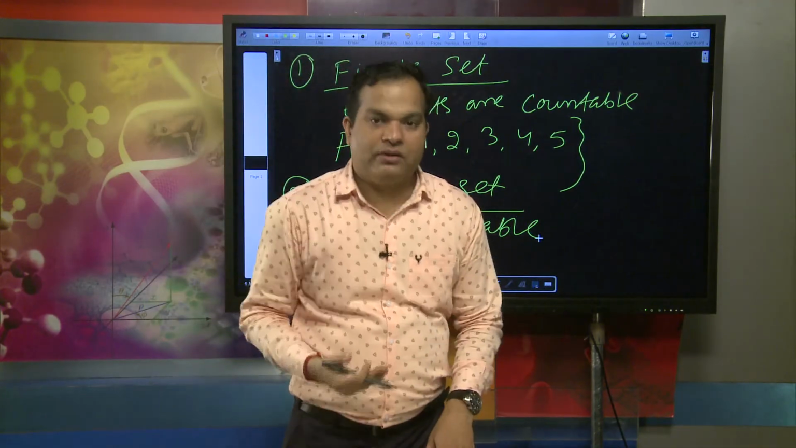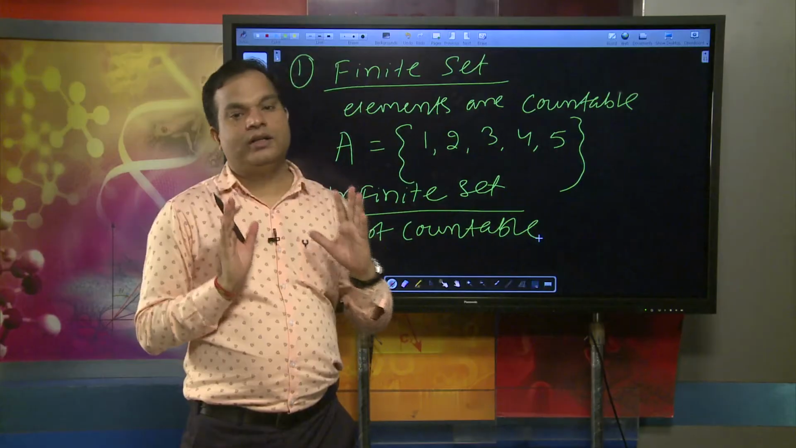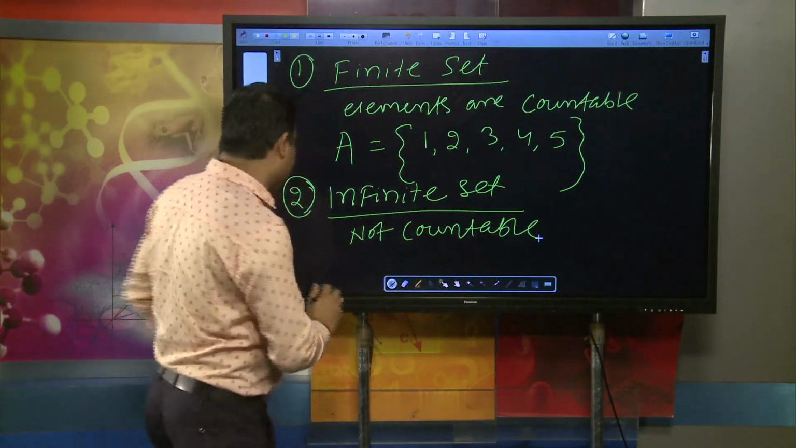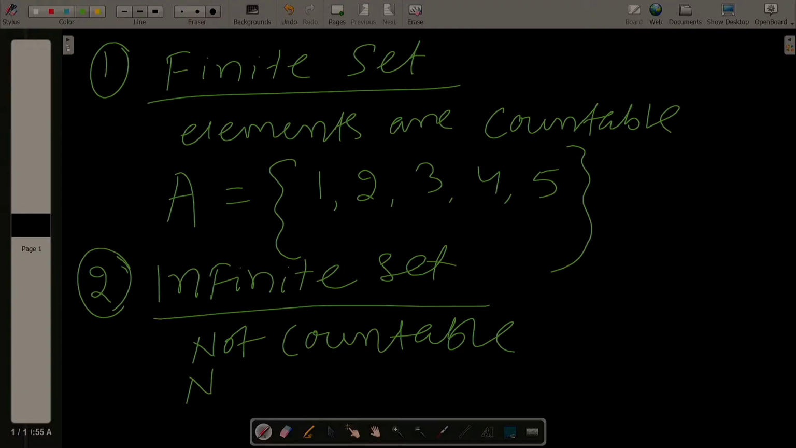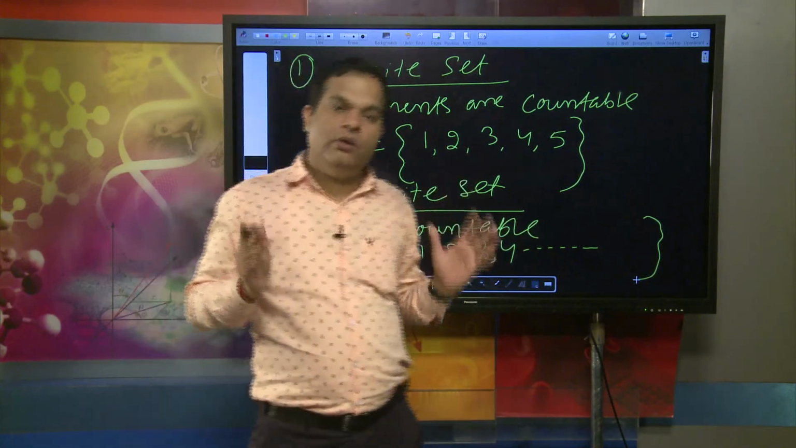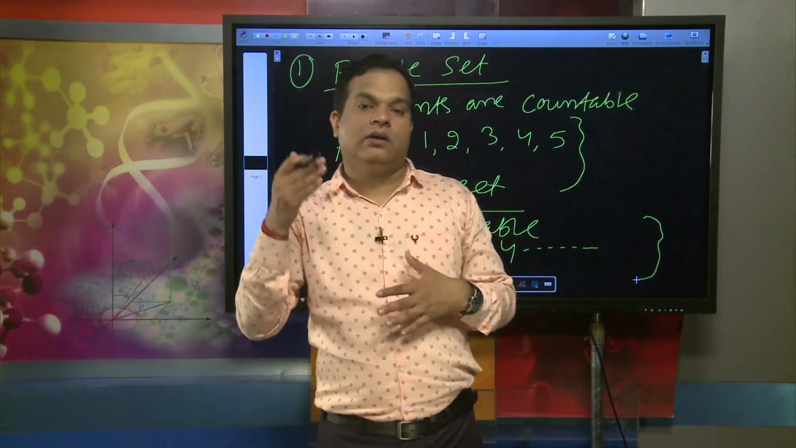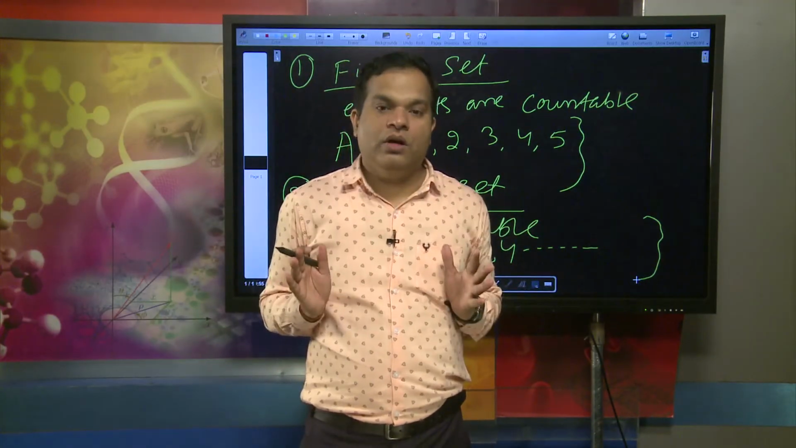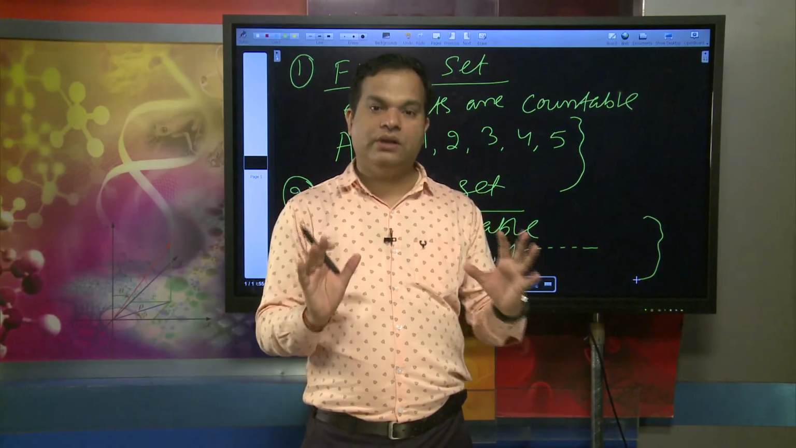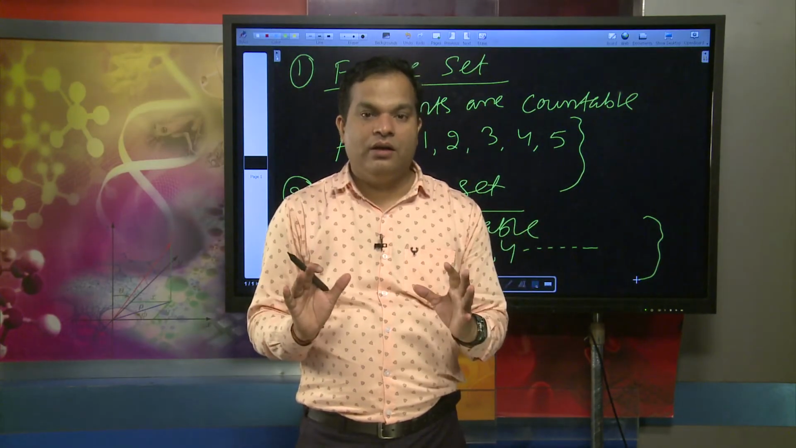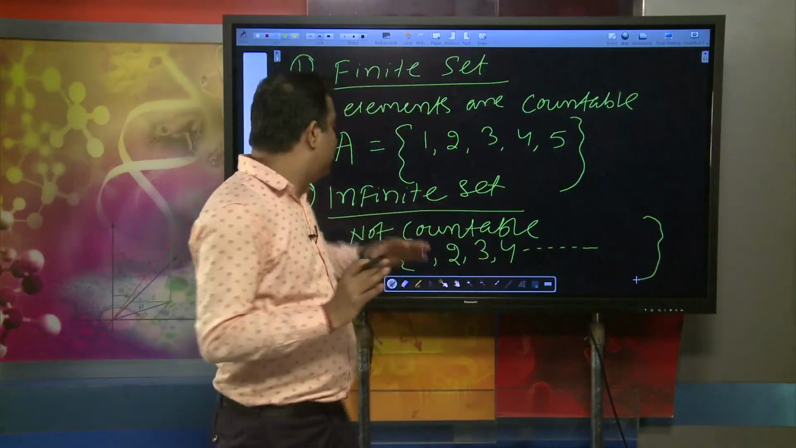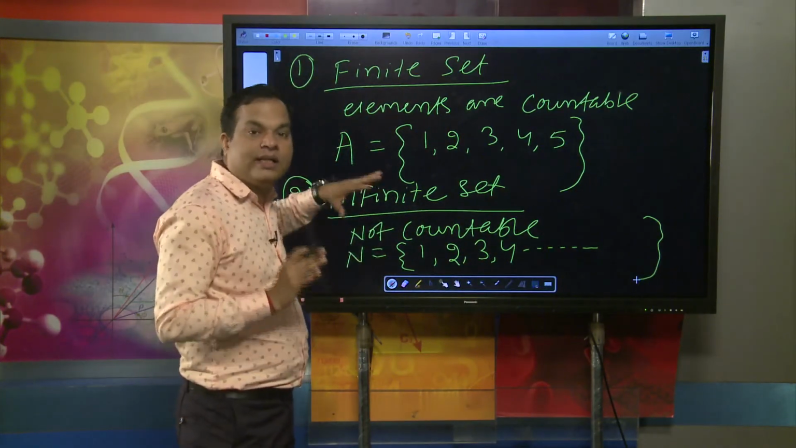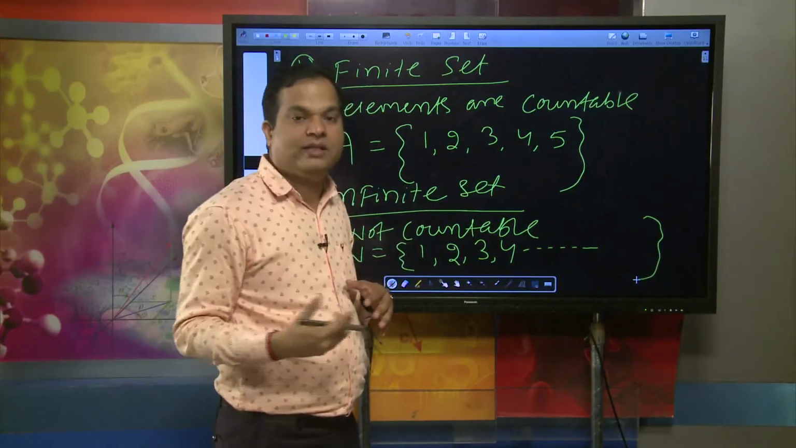The set of natural numbers, and you know that natural numbers start from 1. Suppose I write N = {1, 2, 3, 4, ...}, and where is the ending? We do not know where the last number of the natural numbers is. So we cannot count the natural numbers. So we can say the set of natural numbers is an example of an infinite set.